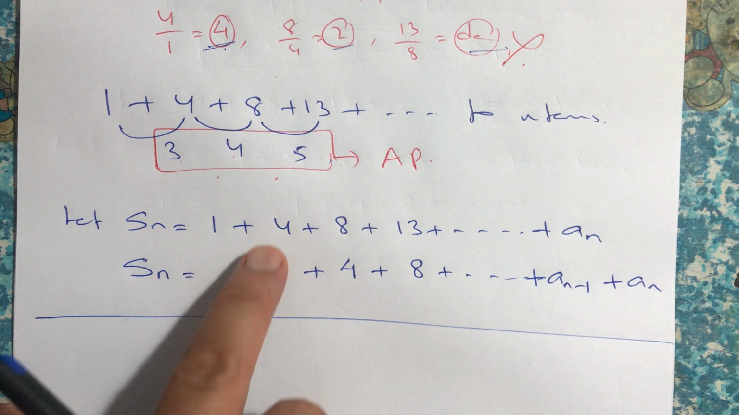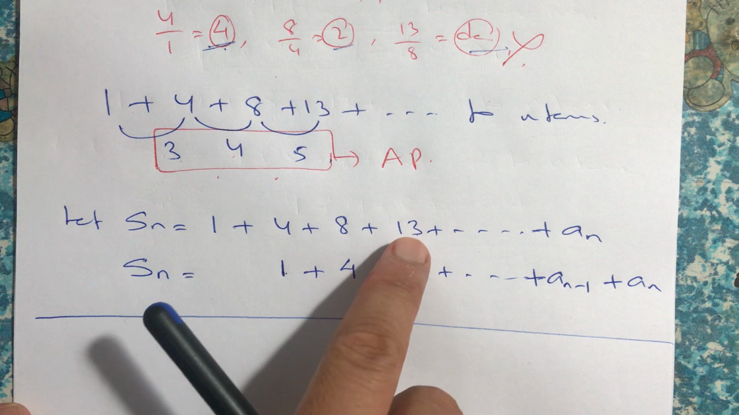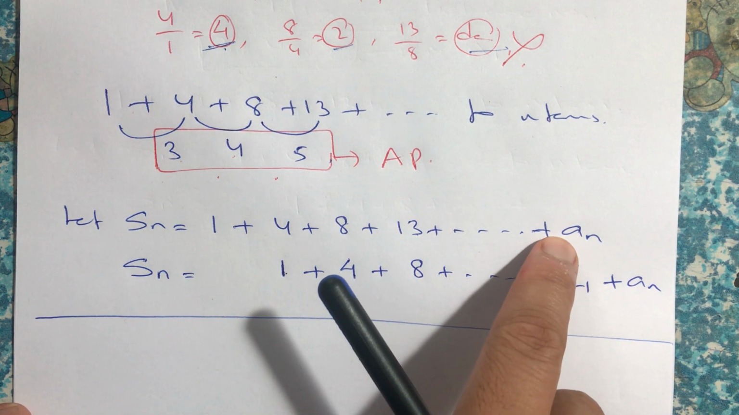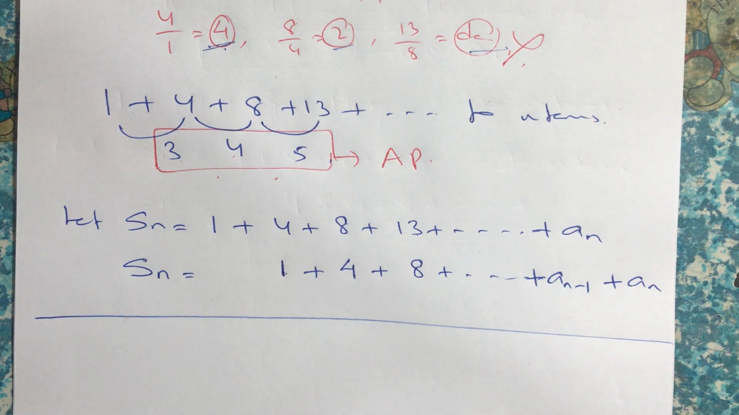And if you look carefully, underneath the second term, we're getting the first term. Underneath the third, we're getting the second. Underneath the fourth, we're getting the third. So obviously underneath the nth term, we'll get an minus 1 term, and the last becomes an, because we are shifting one place towards the right.